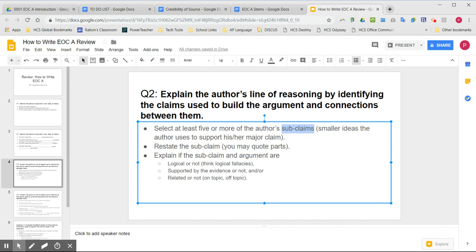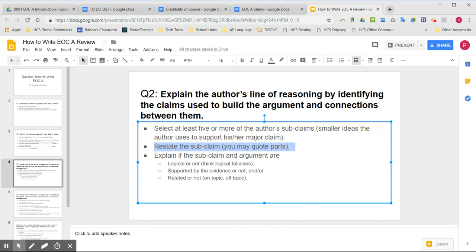So once you figure out those claims, for each one, you're going to want to restate the subclaim, all right? You can do some quoting in here, and it's probably a good idea to quote a little bit at this point, but most of it should be your words. So it shouldn't be "author's first claim is blank," and then a quote. It helps if you can explain what the claim is a little bit, because it shows that you understand it, and that's what they're trying to assess.